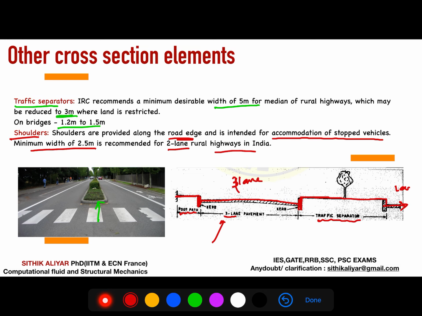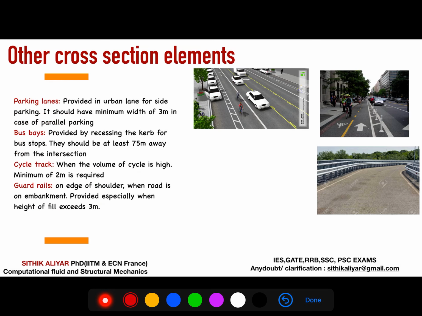Okay, I hope I made all the terms clear here. And other terms you should know, something called parking lanes. You can see this figure. A separate lane in the road itself will be provided for a parking lane with a minimum width of 3 meter in case of parallel parking. Okay, so this is a type of parallel parking.